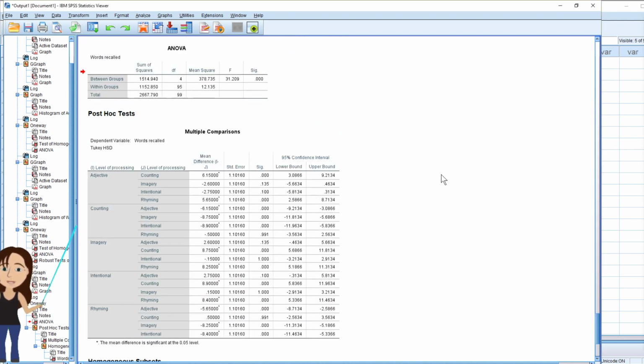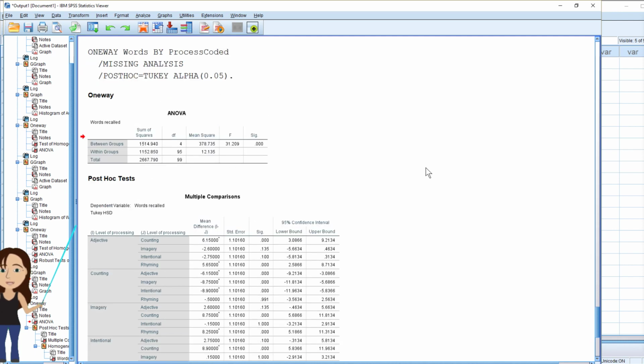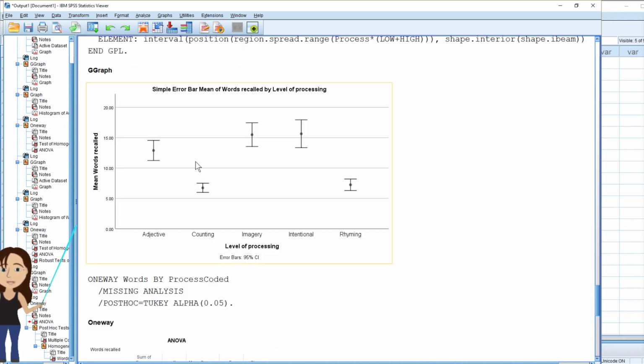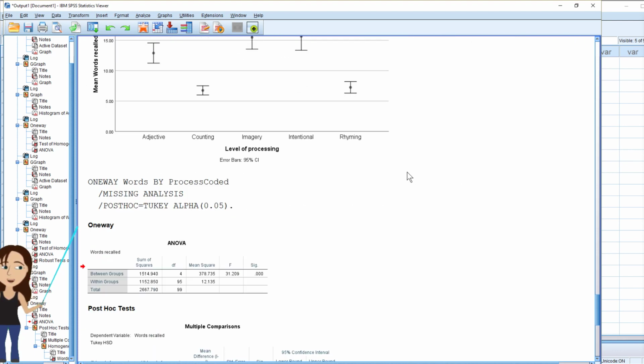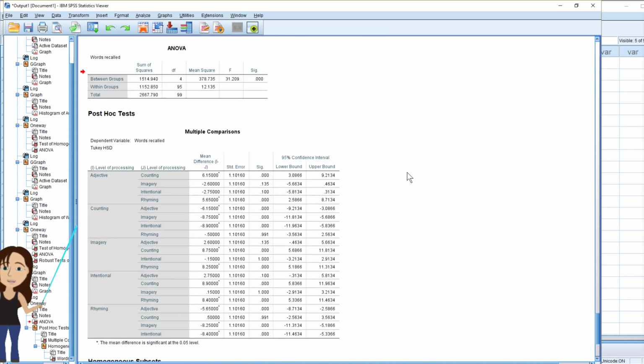The other option that you have for looking at this output is the pairwise comparisons. And this just compares every possible pair of groups. So if we have a look at the graph, hopefully you can see my mouse, it will compare, is adjective different from counting, is adjective different from imagery, is adjective different from intentional, is adjective different from rhyming. Then, is counting different from adjective, is counting different from imagery, is counting different from intentional, is counting different from rhyming, and we go on. And you can see that that's quite a long process. Hence, this table is quite big.